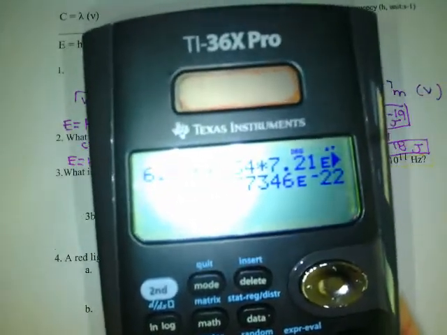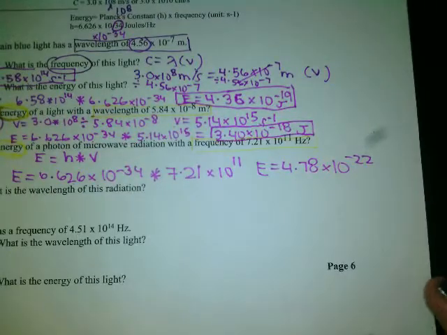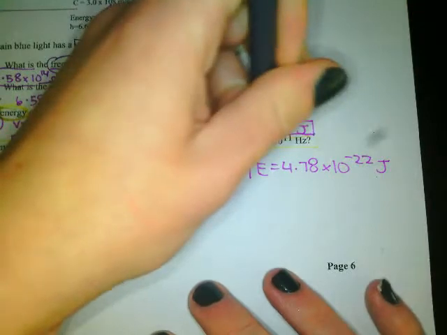And again, our unit is going to be joules, J. Okay, what is the wavelength of this radiation? We're going to use our frequency up here, and then we're going to use this equation to give us the wavelength, the lambda.